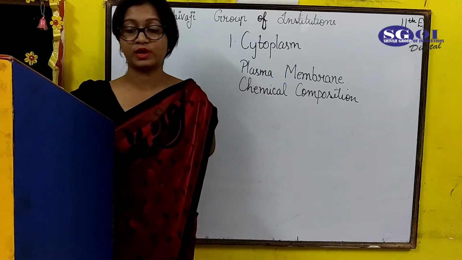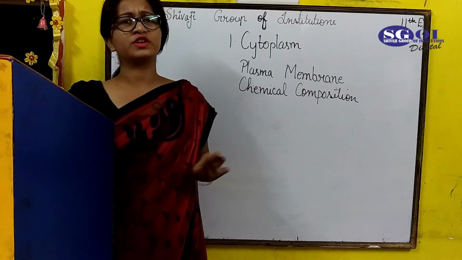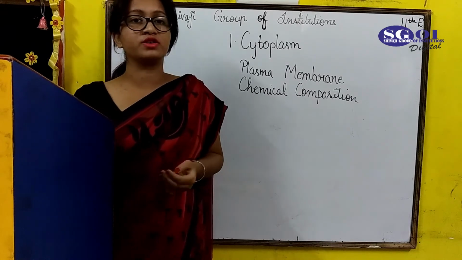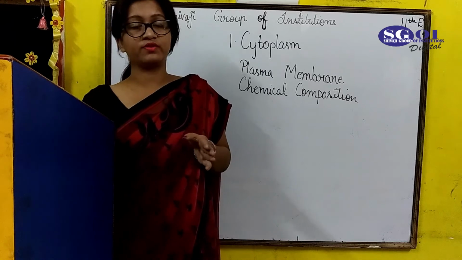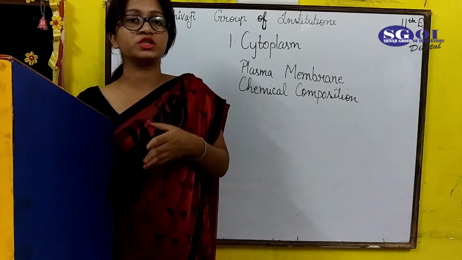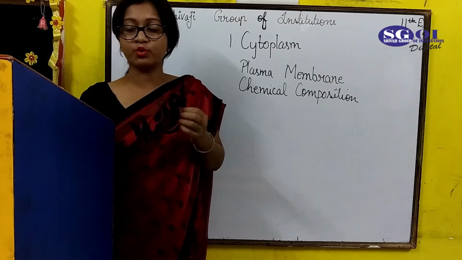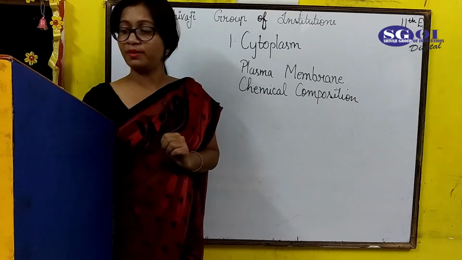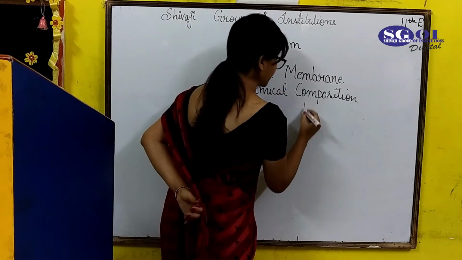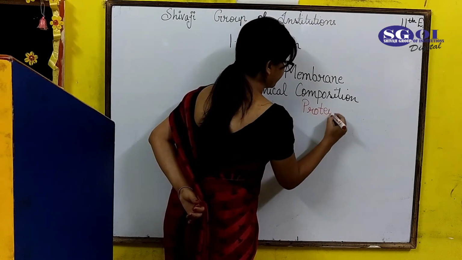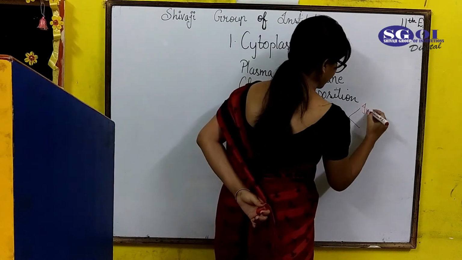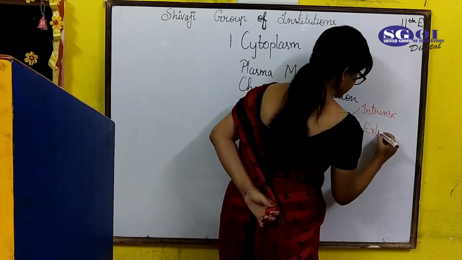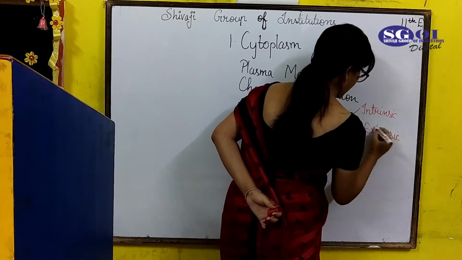The first thing is the proteins of plasma membrane. There are different types of protein. The first is extrinsic or peripheral proteins, which are present in the peripheral region, and the second is intrinsic or integral proteins, which are present in the integral part. Both are very important in the formation of plasma membrane. So the first chemical is proteins, which are of two types, intrinsic and extrinsic.